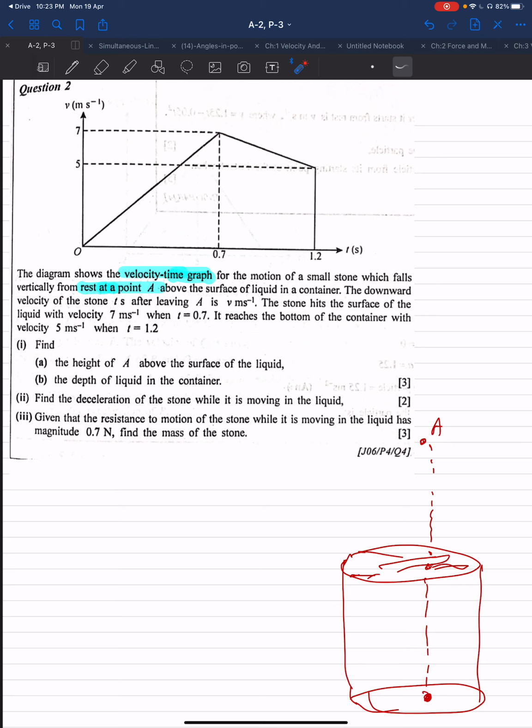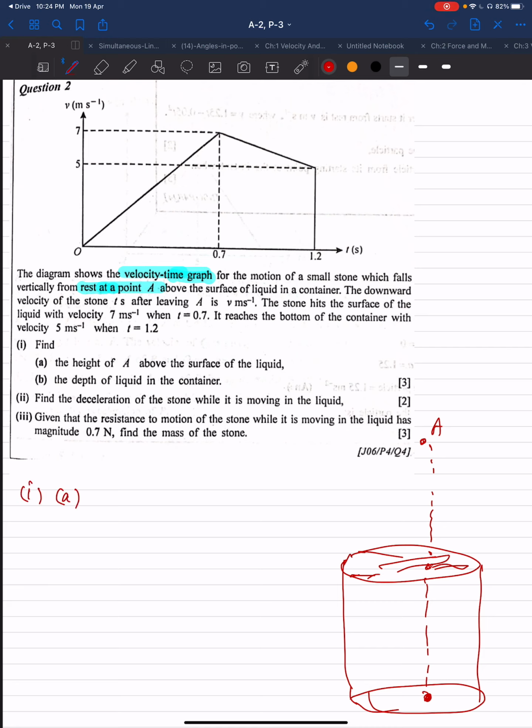In part A, they are saying for the height of A above the surface of the liquid. You have to find out this height. What is this height equal to? This H is actually the distance traveled by the stone from point A to the surface of the container. So this is this area in the graph. You know that in a velocity time graph, the area under the graph is what? The distance.